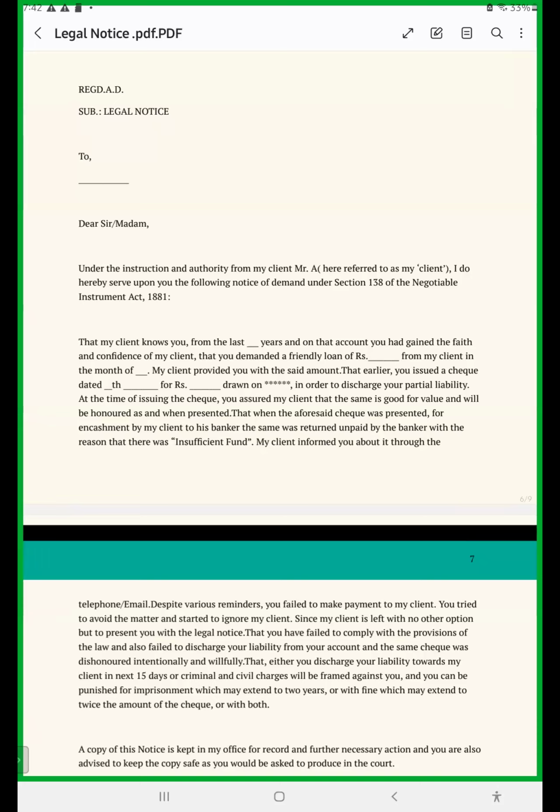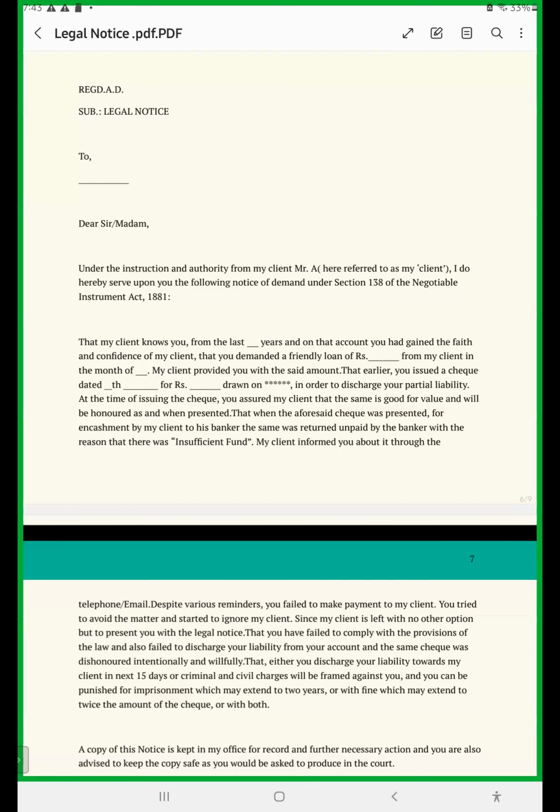My client provided you with the said amount earlier. You issued a check dated, the check date you need to write, for rupees 4 or 5 lakhs, drawn on whatever account number, and other details you need to write. In order to discharge your partial liability, at the time of issuing the check, you assured my client that the same is good for value and will be honored as and when presented. When the aforesaid check was presented for encashment by my client to his banker, the same was returned unpaid by the banker with the reason that there was insufficient funds.